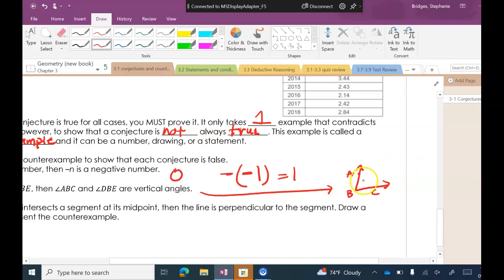And I would put like 50 degrees in there. I don't know, I'm making up a number. And then I would just draw again my other angle, DBE, and also call that 50 degrees. Are those two vertical? No. So did I just show you that there could be two angles that are the same, that are not vertical? Okay, you can do a picture, you can do a number, you can do words. Does yours have to look exactly like mine? No.